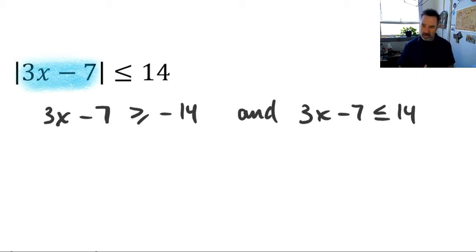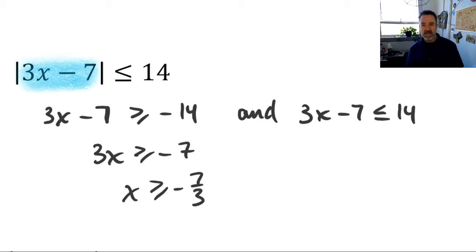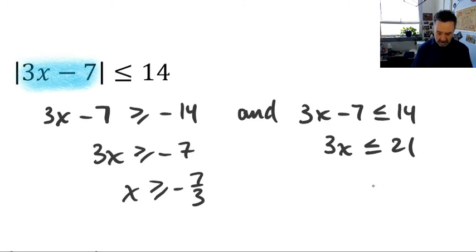If I solve this, one thing I have to keep looking for is if I multiply or divide by a negative number, things can happen, but that's not the case here because I'm just going to add 7 to both sides. If I add 7 to both sides of this part, I get that 3x is greater than or equal to negative 7. Therefore, x is greater than or equal to negative 7/3. So I have to be larger than negative 7/3. I can be negative 7/3 also, or larger than that. And on this side, when I add 7 to both sides, I get that 3x has to be less than or equal to 21. Therefore, x has to be less than or equal to 7. So it's smaller than 7, but larger than negative 7/3.